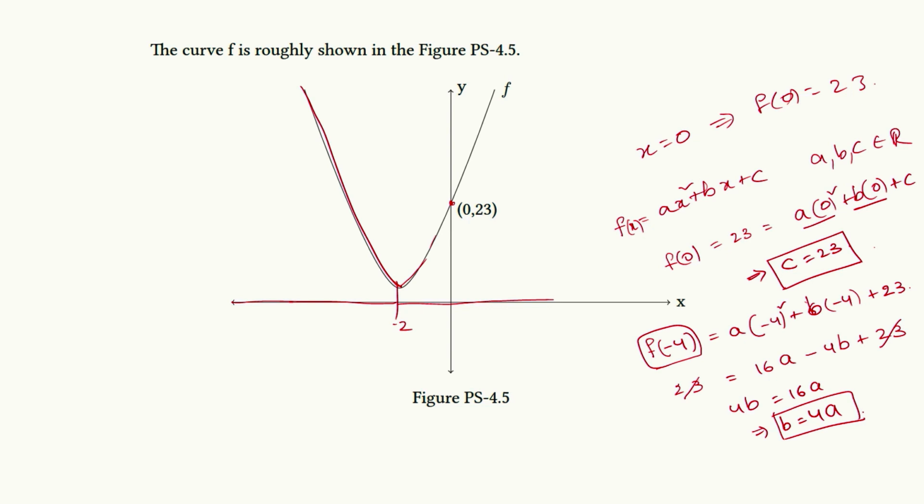So finally we got f of x in terms of a. F of x can be written like this: ax square plus 4a times x plus 23. Now if you observe, this is an upward parabola. So the value of a should be greater than 0. Right? Now let's see the options.